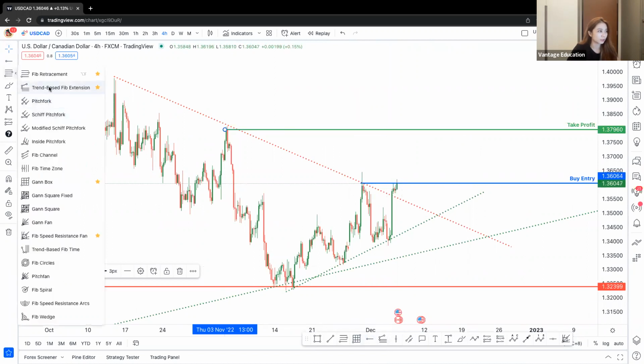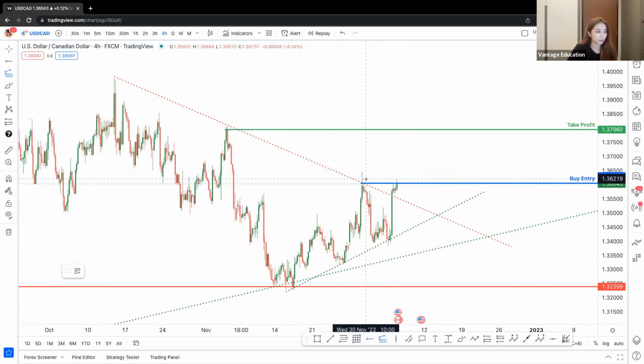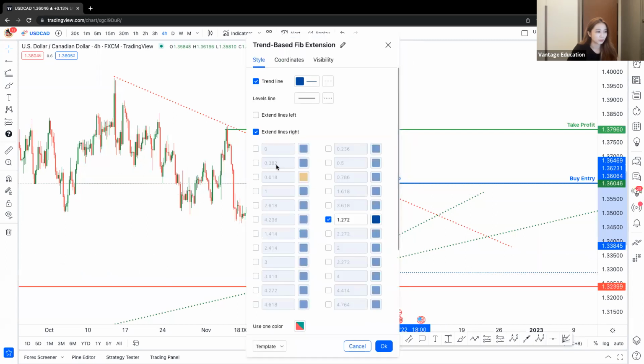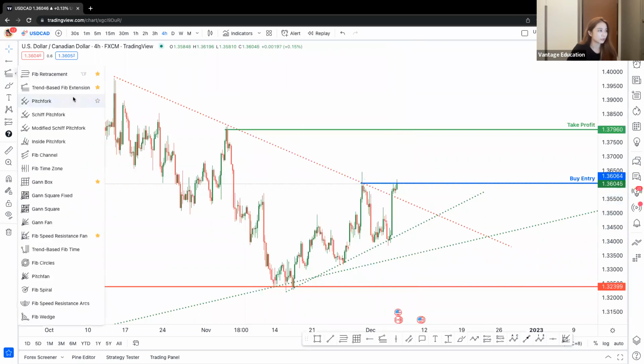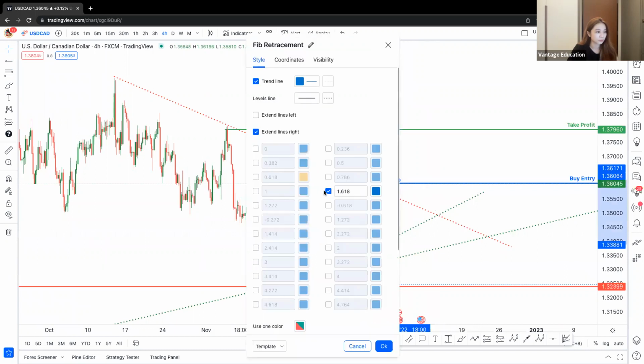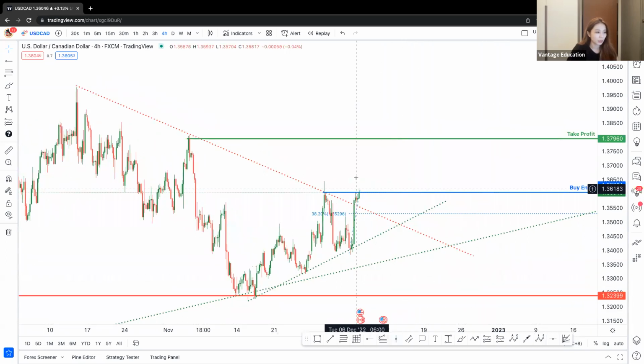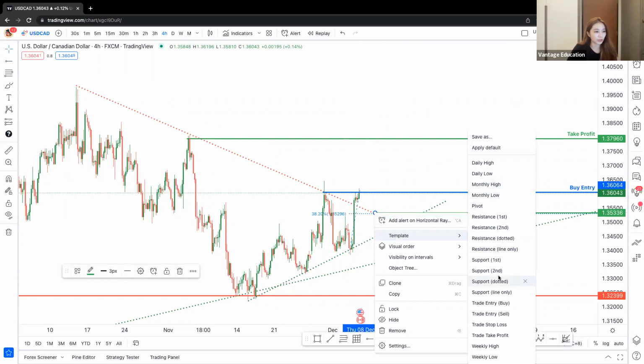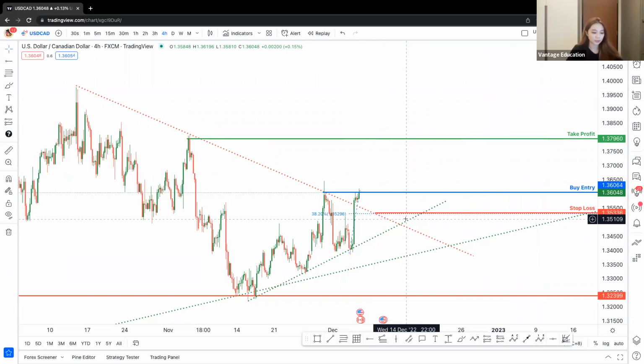Let me use Fibonacci for our stop loss. This is a bit far, both too far. Should use retracement. 38.2 seems good to me. Just nice, it coincides with our downward moving trend line that it has already surpassed just now.